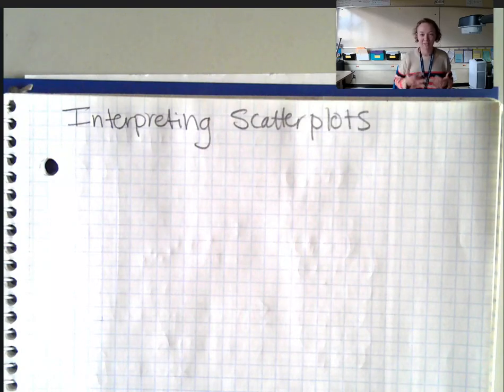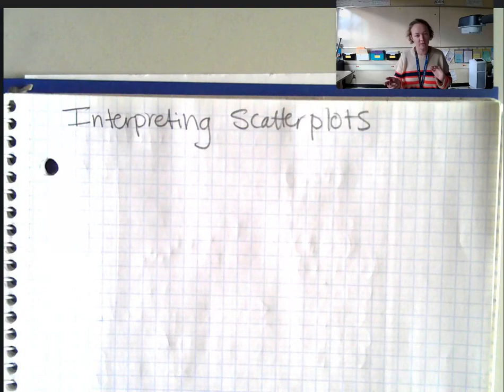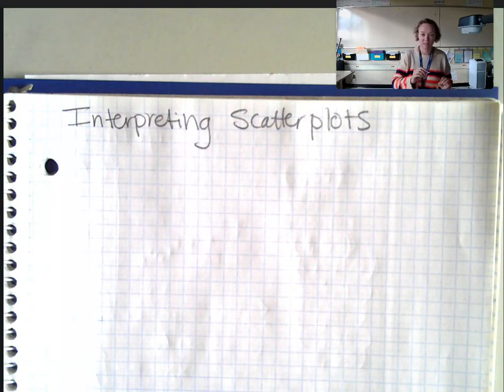In this video, we're going to talk about scatterplots. So we're going to make a scatterplot, we're going to draw a line for a scatterplot, and then we're going to interpret the slope and y-intercept and use the line to make predictions. So to do that, we need to start with a set of data.